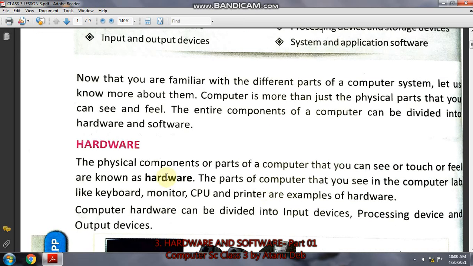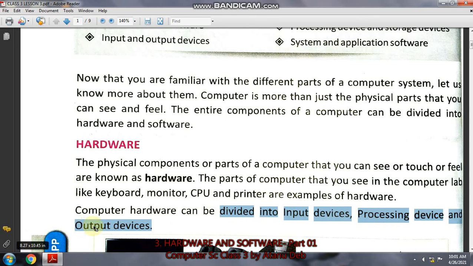So you might have heard about the terms hardware and software earlier also in terms of computer. So what actually is hardware? The physical components or parts of the computer that you can see or touch. That means you are able to see as well as touch with your hands and feel. Those are known as hardware. So computer hardware is divided into these parts: input devices, processing devices, and output devices.